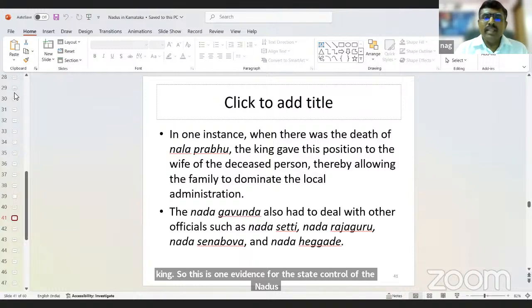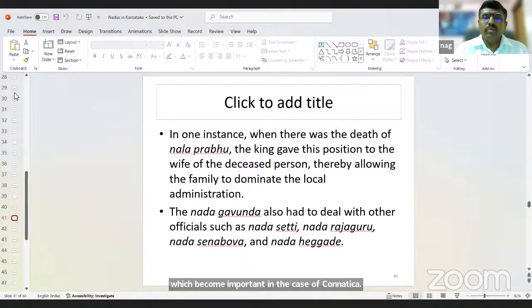In one case, we find that there was the death of a Nala Prabhu, and this position was given to the wife of the deceased person. So his wife was given the position of Nala Prabhu, which means females were also sometimes given these positions when there was no other way. This allowed the family to dominate the local administration. The king was perhaps very much connected with that family, so he thought he would continue with the same family, and that is why he appointed his wife as the Nada Prabhu.